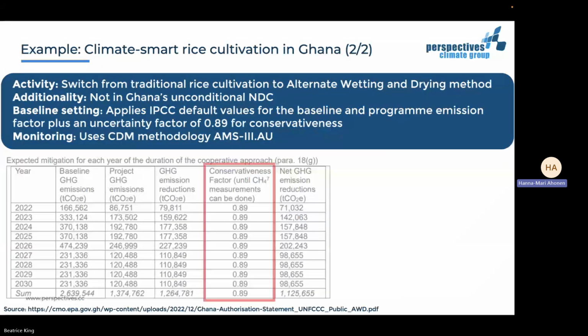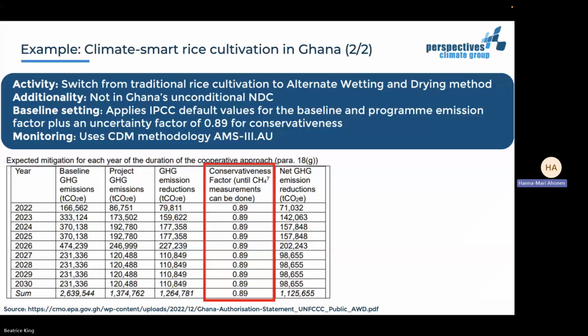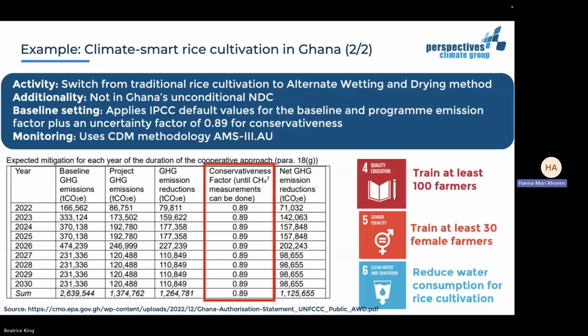And then on the next slide, there are some numbers, but if you click a couple of times, the important thing here is that the way they've set the baseline below business as usual, as is reported in the initial report, is that you count the business as usual baseline, and then there is a conservativeness factor of 0.89, and that adjusts the baseline below business as usual. And there were also some examples of what kind of sustainable development benefits this rice cultivation project provided. So training, gender equality, and water management. And there was a combination of IPCC default factors and CDM methodologies, and there wasn't any particular carbon crediting program used in this particular project.